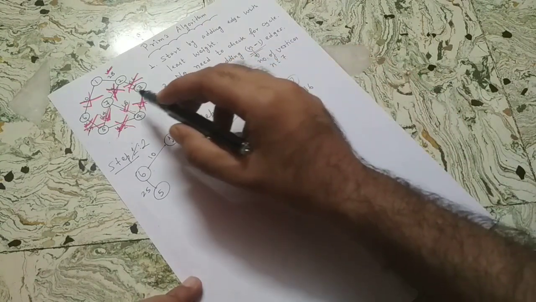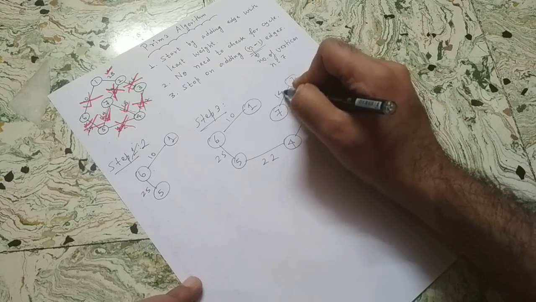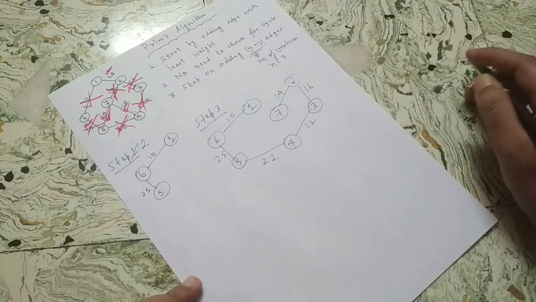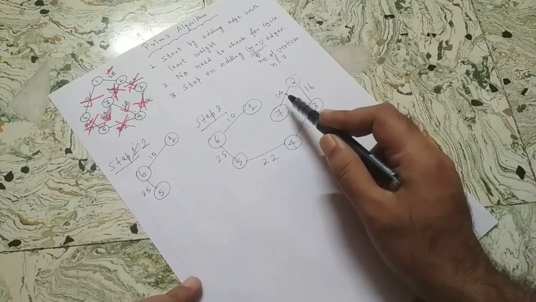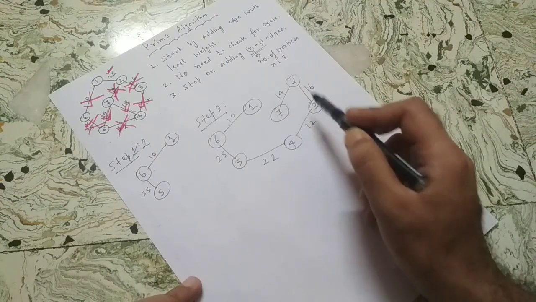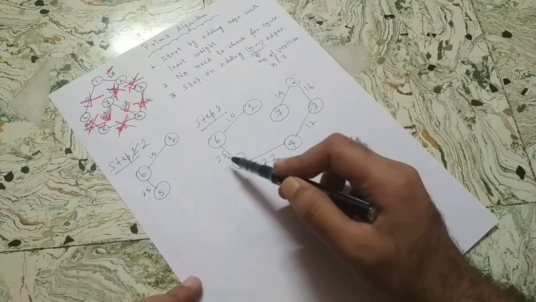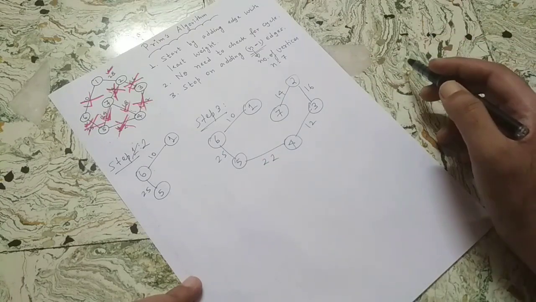The weight, if you observe, is 14. So 14 is the weight. So how many edges have we added? We have added 1, 2, 3, 4, 5, 6, right? See, 1, 2, 3, 4, 5, 6. So we have added 6 edges.